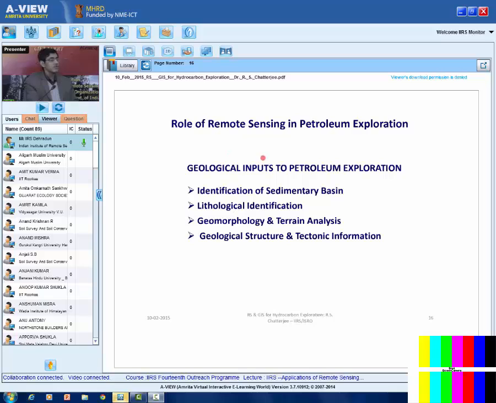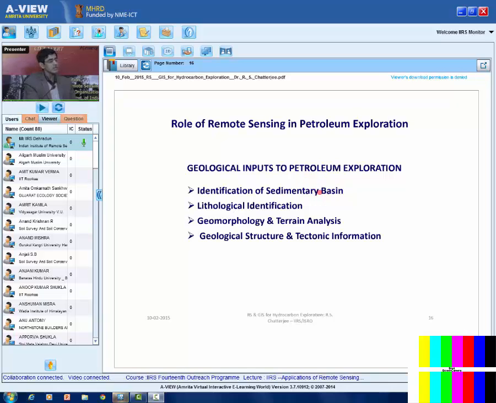Now, what are the inputs required, and what can remote sensing supply in petroleum exploration? It supplies reconnaissance input; very detailed information it cannot provide. So what kind of information can it provide? First-hand information is whether it is a sedimentary basin or not. You need to know first, because if you go for petroleum exploration in igneous rocks, you will not get it, isn't it? So first is the identification of the sedimentary basin, whether the area is in a sedimentary basin or not.